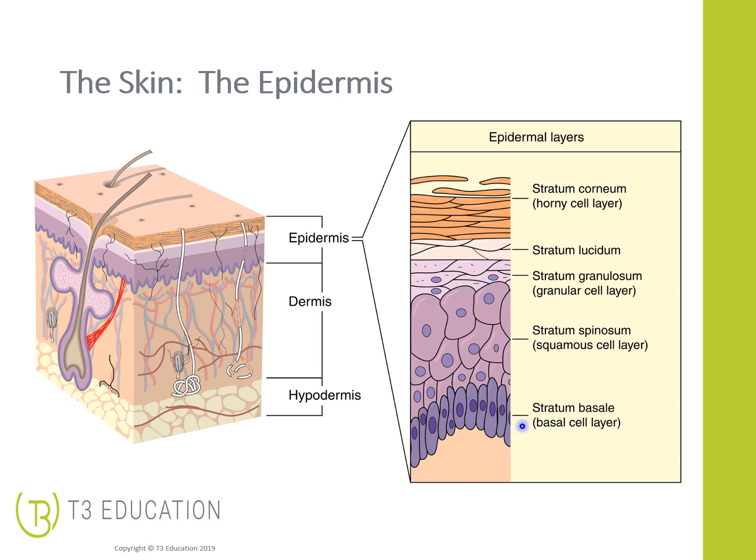And finally, we have the stratum basale, the basal cell layer. This layer is primarily made up of basal keratinocyte stem cells, and they can be considered the stem cells of the epidermis. There are a number of other cells found in this layer, including pigment-producing cells, immune cells, and even some touch receptors.